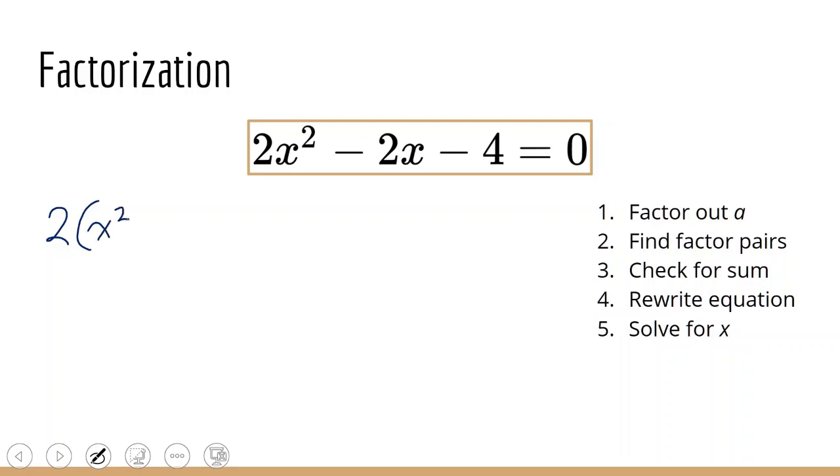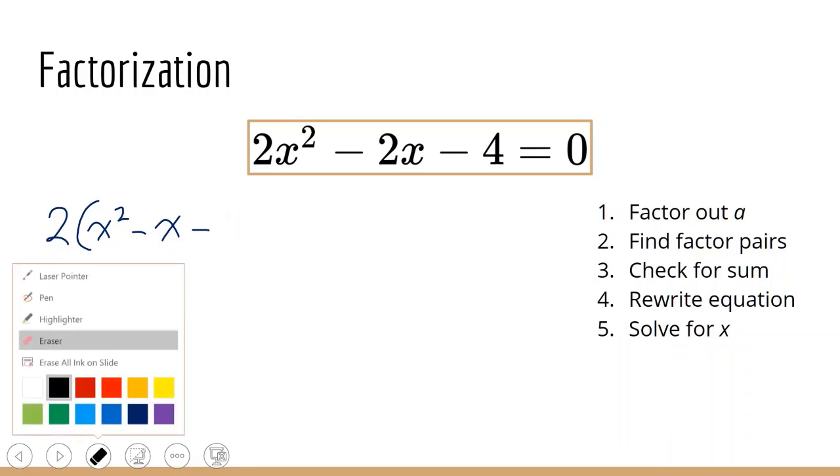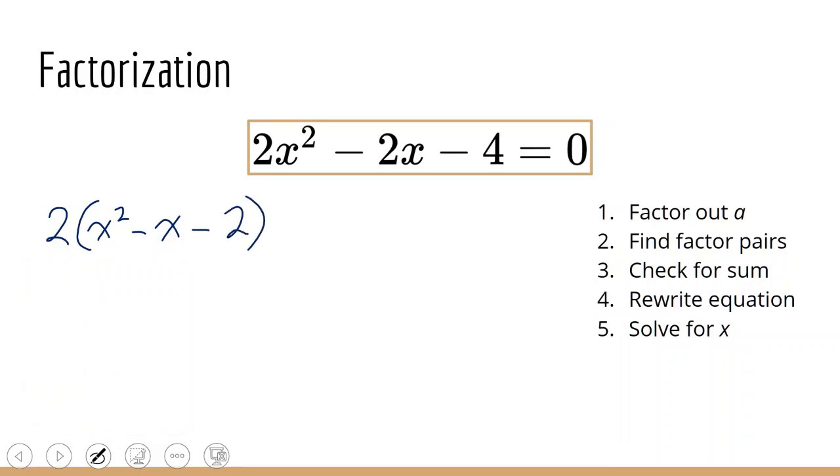To factorize it, I'm going to go ahead and move 2 outside. Oh, that should be minus 2. Okay, so now that we've factored that out, let's not forget the other side, which is equal to 0. Next, let's go ahead and find the factor pairs. We're going to look at our constant number here and list out all the possible factors for minus 2. So the possible factors here are either 2 and minus 1, or minus 2 and 1.